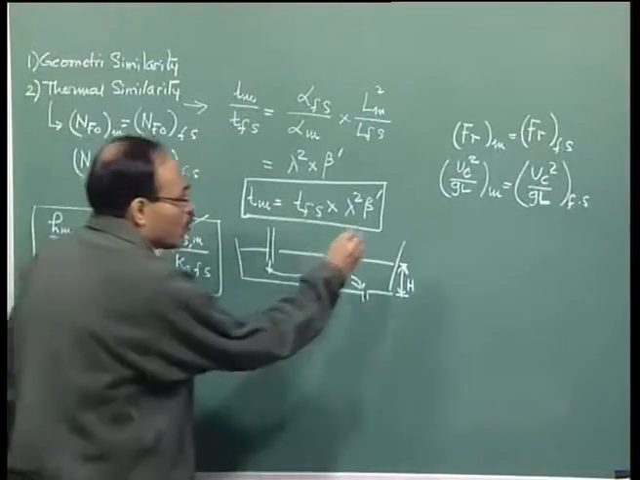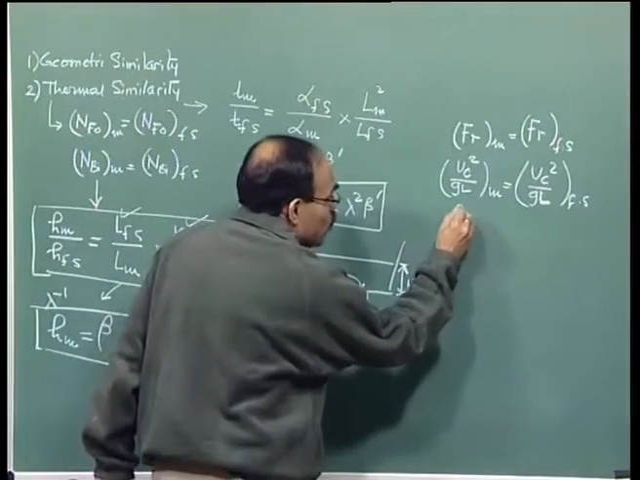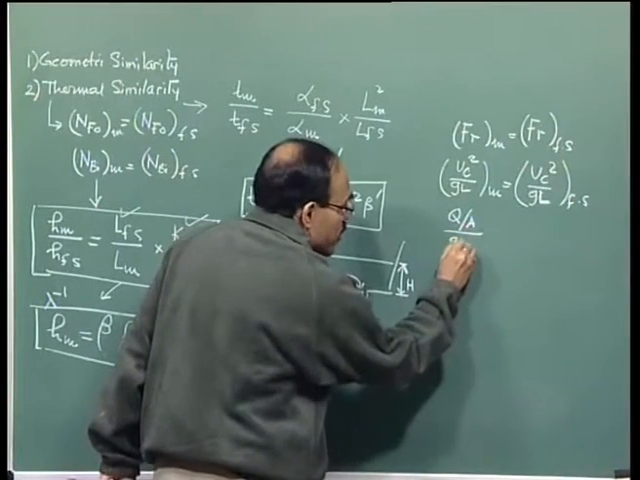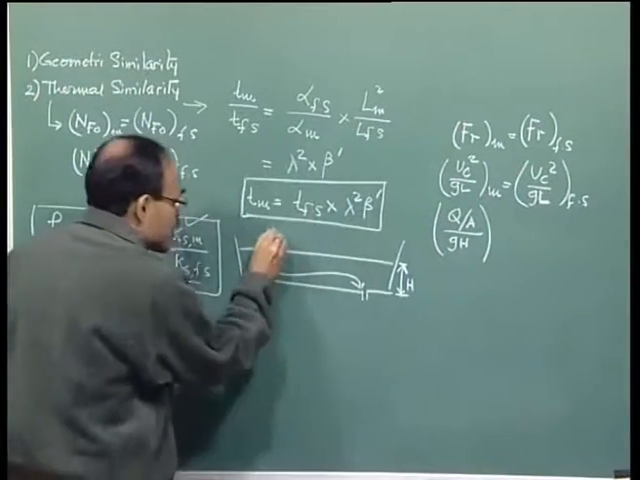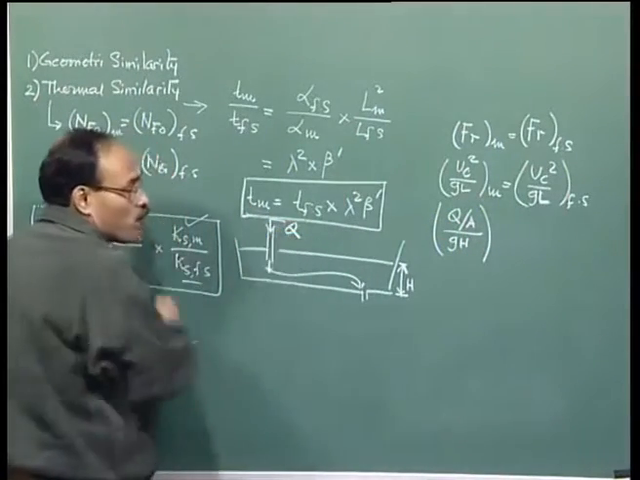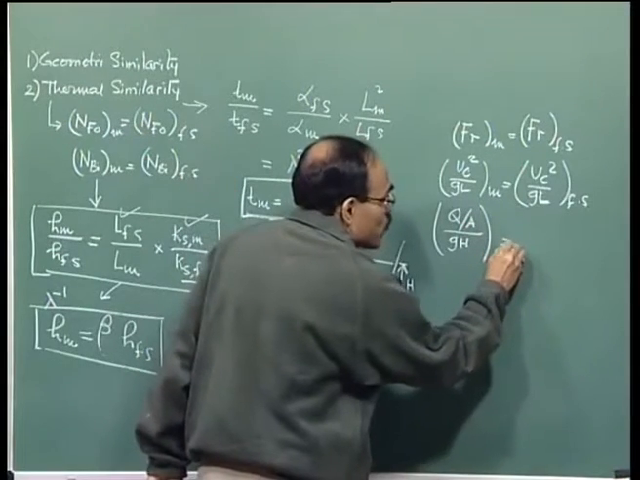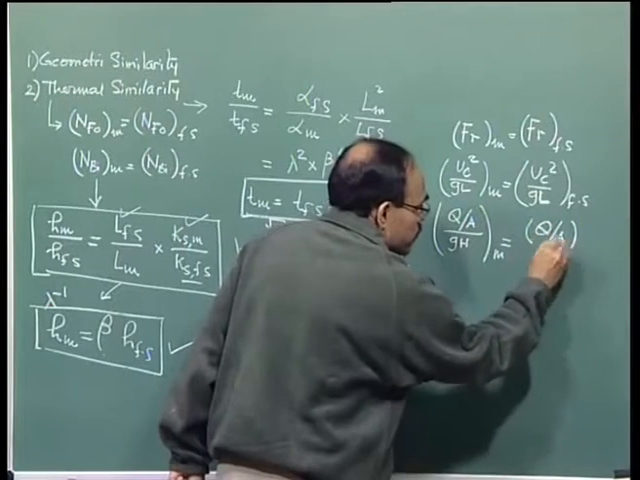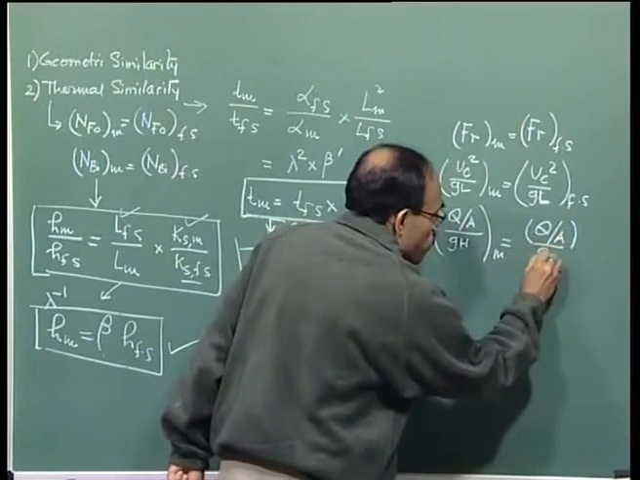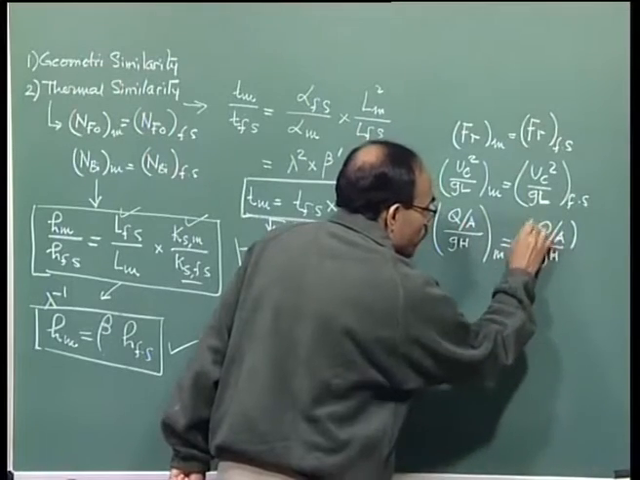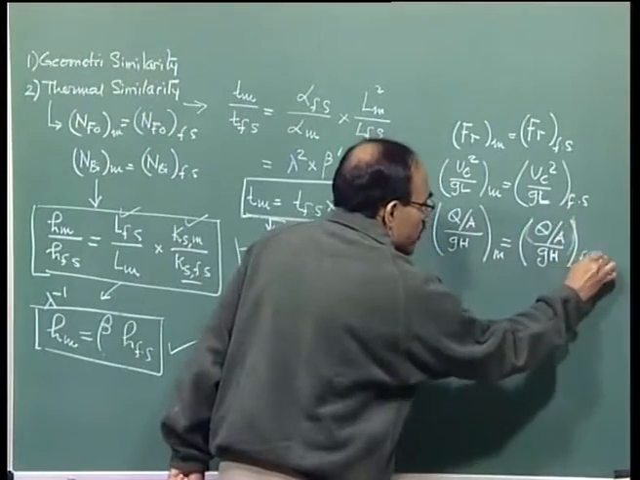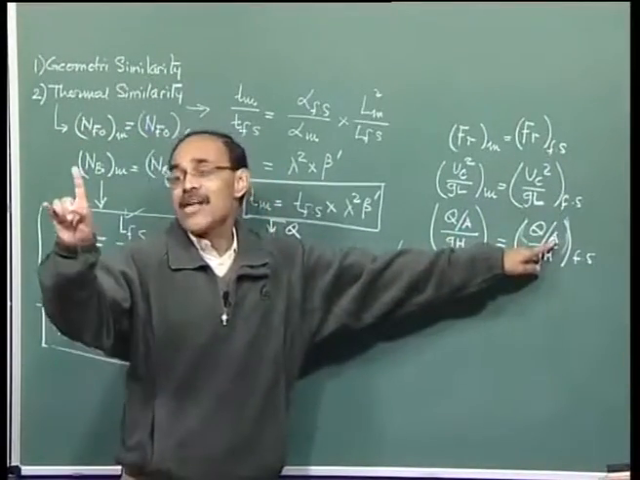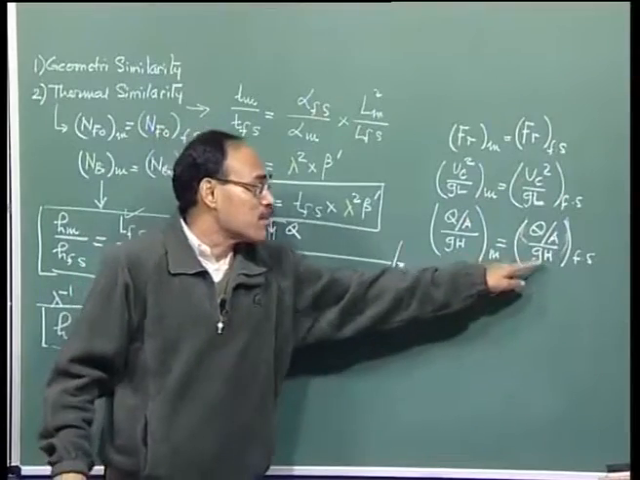So, I can say that on the basis of this we can write down Q by area of nozzle divided by gH in model, and Q represents the volumetric flow rate, and therefore, I can say this is going to be equal to Q divided by A, gH in full scale. Now, area model by area full scale is lambda square. H model by H full scale is equal to lambda.